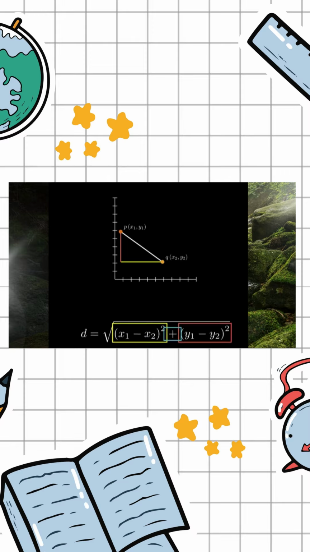We take the two points, and we subtract the x coordinate of the first point from the x coordinate of the second point. Similarly, we do the same for the y coordinate, subtracting the y coordinate of the first point from the y coordinate of the second point. Then we square those two values, sum them, and take the square root of that final result. That's how we can calculate the Euclidean distance.